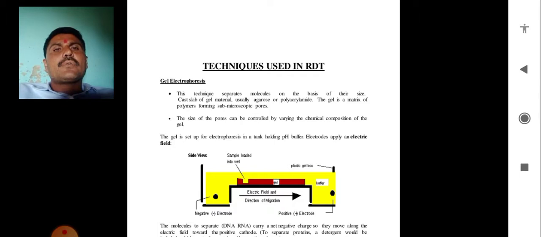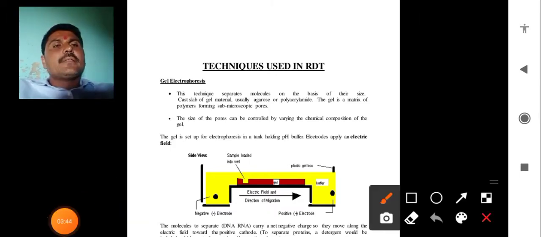So friends, a very common question arises: what is recombinant DNA technology, and what are the techniques which are used in this recombinant DNA technology? Well, we all are aware of gel electrophoresis. Gel electrophoresis is an experiment or a technique which can isolate the DNA from a solution of a specific species. Well, techniques used in RDT, RDT for recombinant DNA technology.